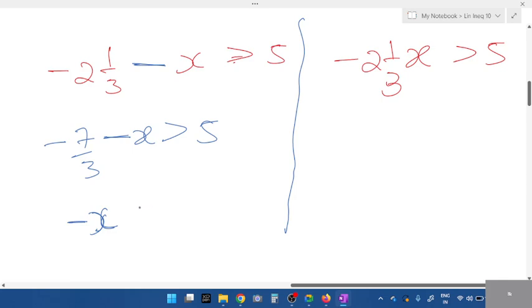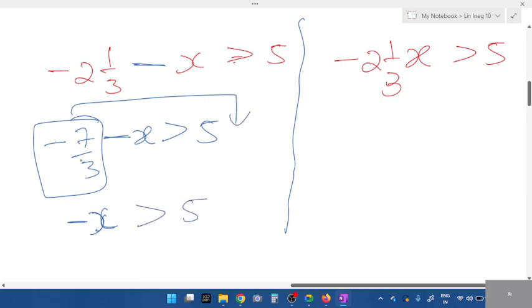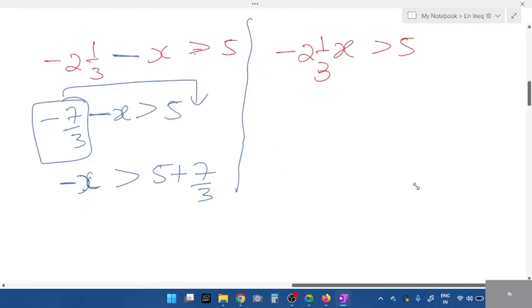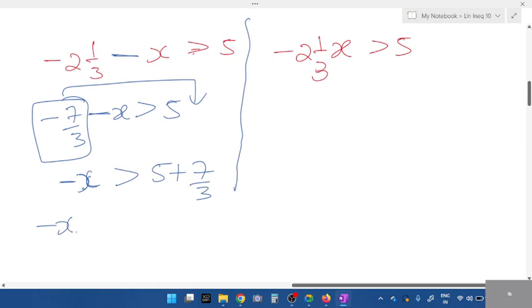Remember, first thing. Next, this minus 7 by 3 is not beside x. So you're not going to multiply or divide, you're just shifting this entire thing. The sign will not change. It remains the same. Minus 7 by 3 becomes plus 7 by 3. Now, let me complete this. Plus 7 by 3. Next, when you take LCM, minus x is greater. Keep this minus x as it is.